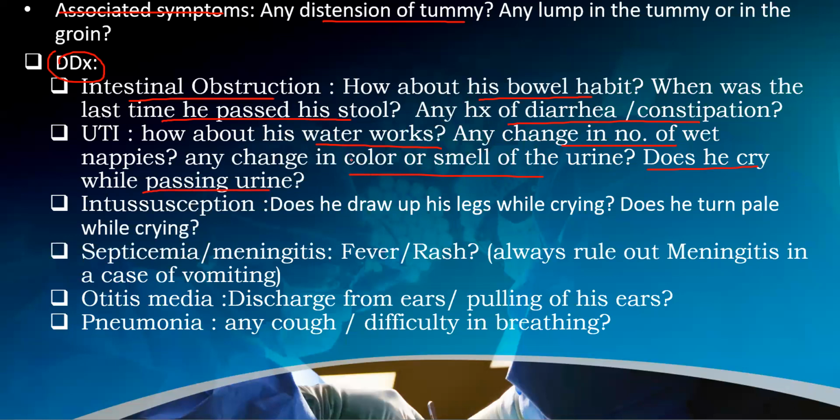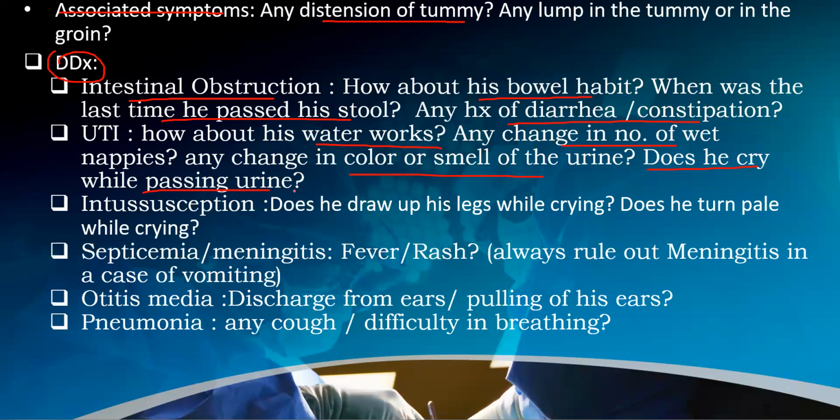Now, in this urinary habit or waterworks, there are two things you will find out. One is UTI, another is whether this child is dehydrated or not. Children who are dehydrated will have a decreased number of wet nappies. So that's why you ask any change in number of wet nappies. Children with UTI will cry out when they pass urine. So, does he cry while passing urine? They can also have some change in color or smell of the urine.